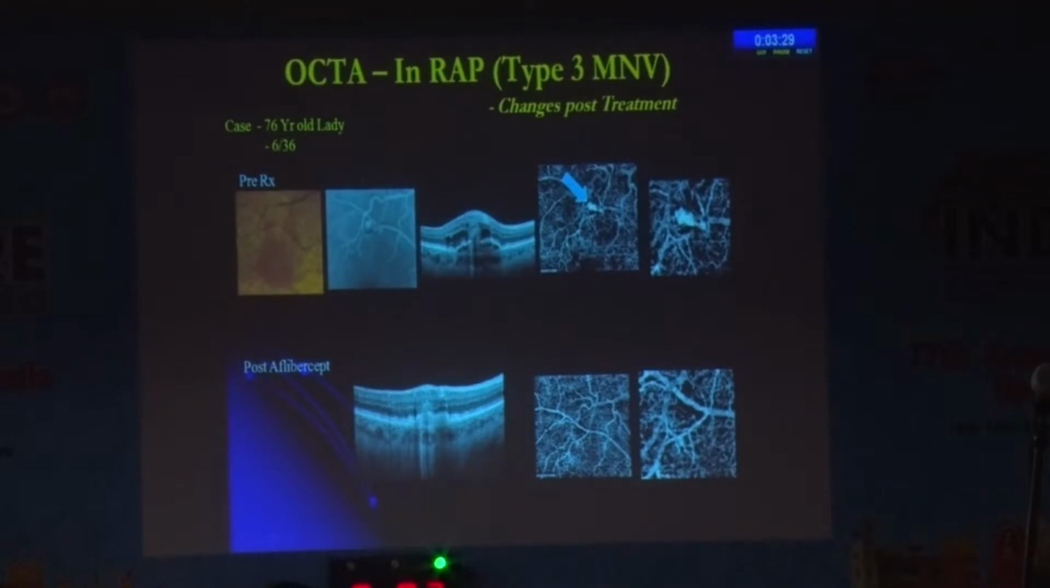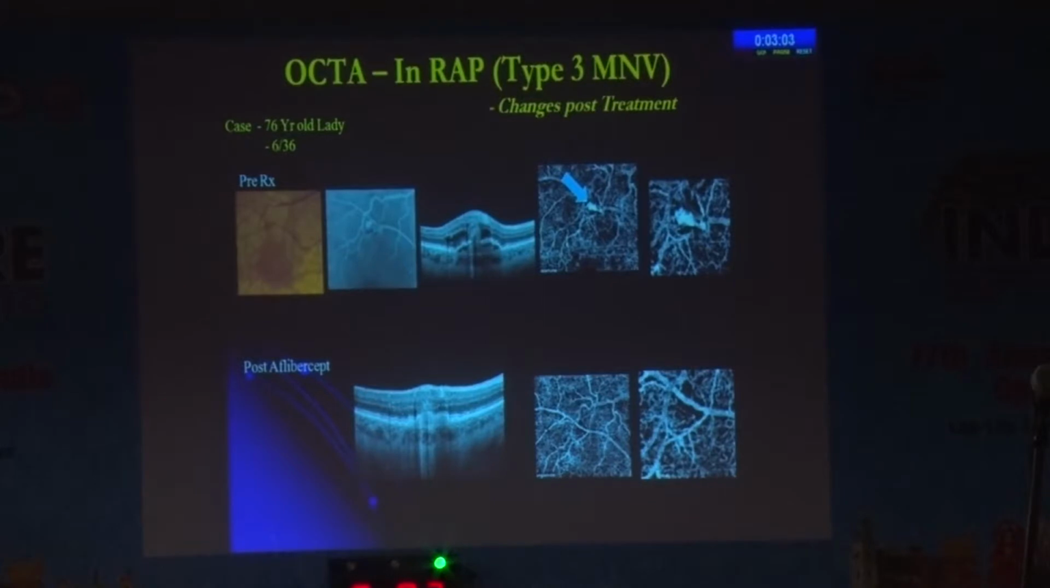This is an example. As I mentioned, it can also be used to prognosticate or track changes. This is an example of a 76-year-old lady who came with 6/36 vision. Pre-treatment, there is the fluorescein angiographic depiction of the RAP lesion, the structural OCT of the type 3, stage 3 RAP, and the OCT angiogram, which shows the RAP lesion very beautifully. Post aflibercept, a couple of things.